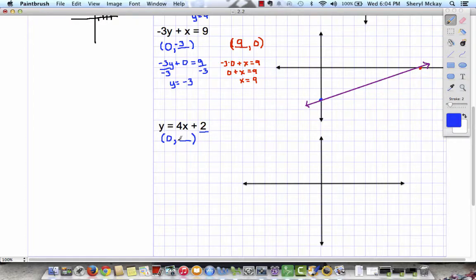Or you might have said, well, I know that x is 0, so if I put 0 in for x, 4 times 0 is 0, and all that's left is 2, so y must be 2. Either way works, and it should. Both ways should work. So we know that our y-intercept is 2. And let's go ahead and graph that right there.